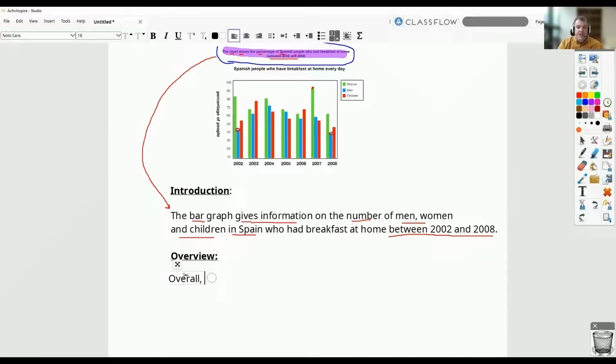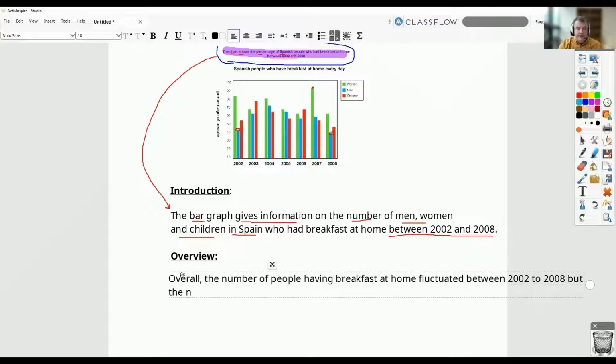So overall, the number of people having breakfast, my spelling's so bad today, at home fluctuated between 2002 to 2008, but the number of children having, let's change from having breakfast, I want to repeat having breakfast, let's say eating their first meal of the day at home decreased over 6 years.